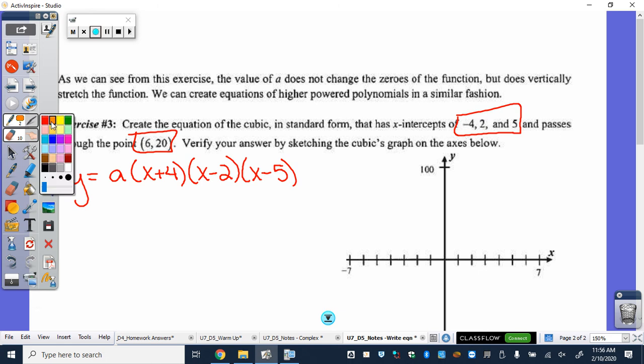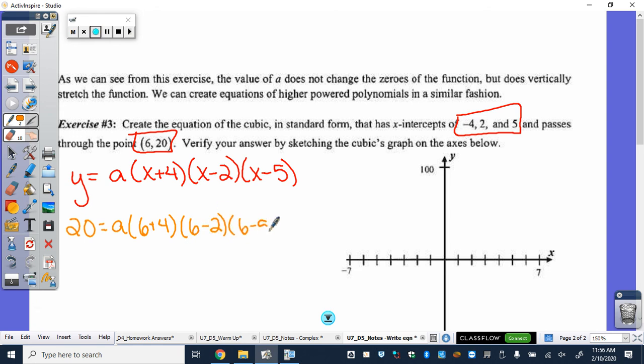So now we'll use our point to be able to figure out our a value. 20 goes in for y, and 6 is going to go in for x. A stays as a for now because that's what we're trying to figure out. 20 in for y, 6 in for our x. So 6 plus 4, I'm going to make that a 10. 6 minus 2 makes that a 4. 6 minus 5 makes that a 1.